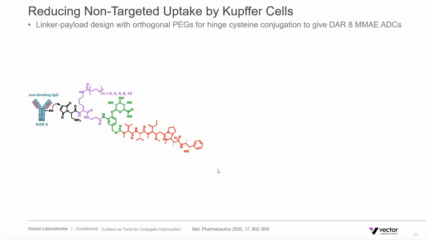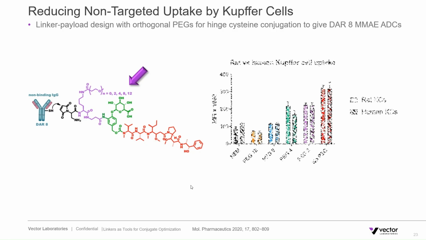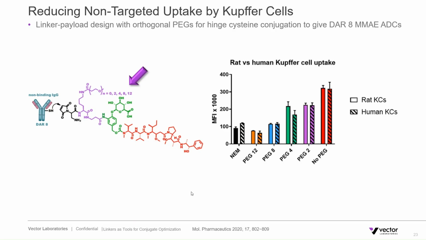that non-targeted uptake by Kupffer cells, which are the resident macrophages in the liver, also depends on the length of that orthogonal PEG. In this study, non-targeting conjugates were evaluated, and the length of that orthogonal PEG was varied. It was an in vitro assay, it wasn't administered to rats. But it was found that this non-specific uptake depended on the length of that orthogonal PEG. And ADCs with the PEG 12 and 8 were taken up to the same extent as the undrugged antibody, while those with no PEG or short PEG saw a 2 to 3-fold increase in non-specific uptake.